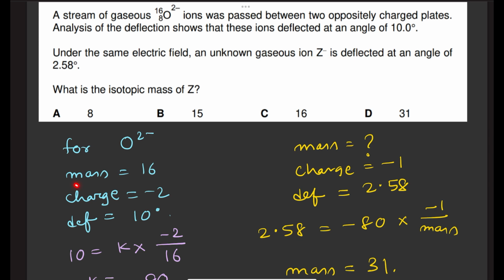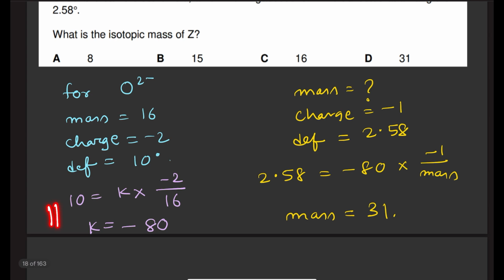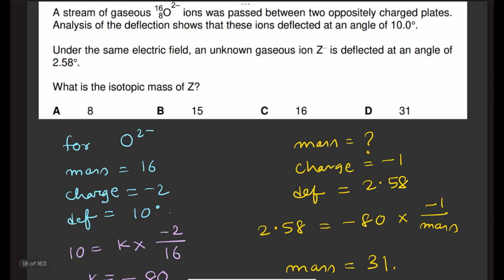So, for the oxide ion, we already know the mass of the oxide ion, the charge of the oxide ion, and the deflection of the oxide ion. And using this, we can find the value of K. And then using the value of K, we can find the mass of the ion Z. The mass is unknown, so we have to figure that out. The charge is -1, as the charge on the Z- is -1 already shown, and the deflection is 2.58. It is already given in the question. And we put all the information in the equation and solve it for mass, and we get the answer to be D.